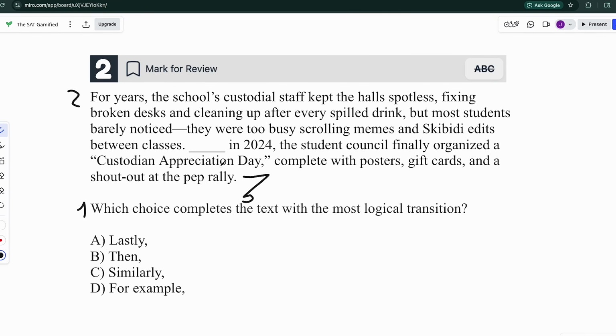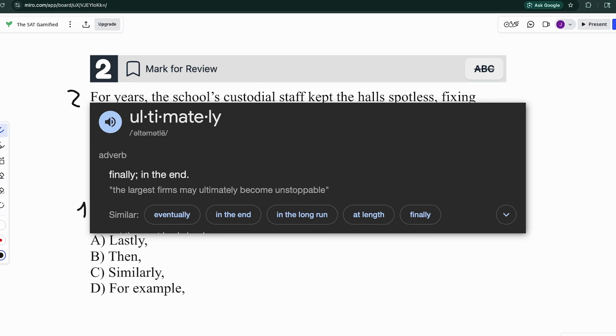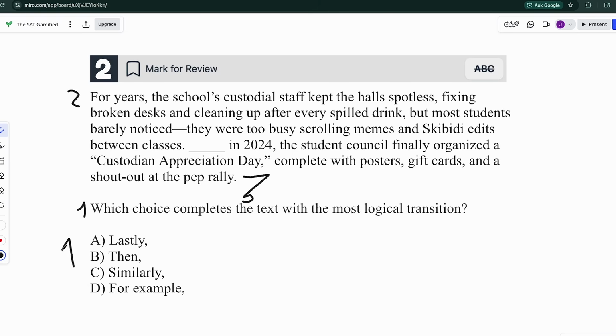So I would get something like then, or ultimately, or finally. Now let's look at the choices. Lastly. Lastly kind of sounds right, but it doesn't really work because lastly indicates that there was a list of different things. There wasn't really a list here. Then, okay, that perfectly matches the prediction. Similarly, for example, no, those don't really match at all.